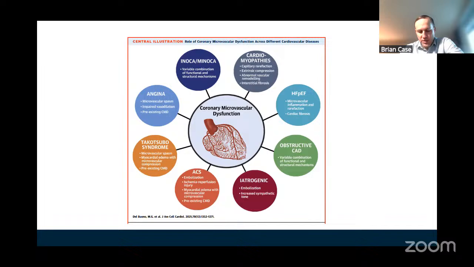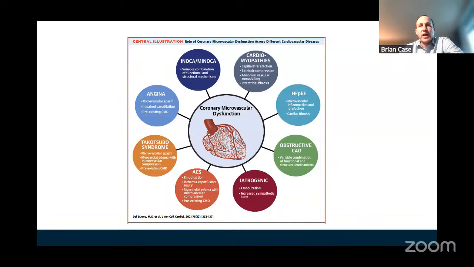I love this illustration because this really demonstrates the interplay between coronary microvascular dysfunction and a lot of other cardiac conditions out there. You can almost view coronary microvascular dysfunction as a sequela of all of these different disease processes, or you can also look at it as kind of like a gateway, such as if you make the diagnosis of CMD, they could just have structural CMD, or it could be an early indication of something else going on in the patient, like an undiagnosed cardiomyopathy, a Takotsubo.